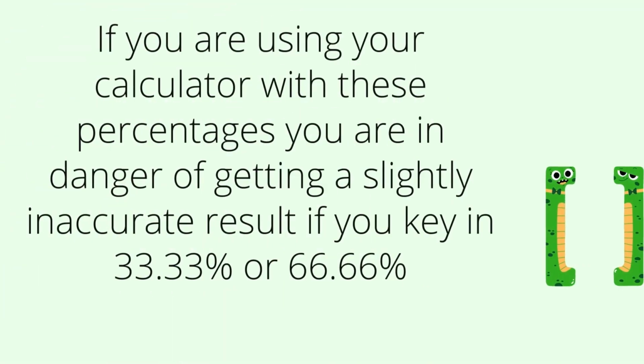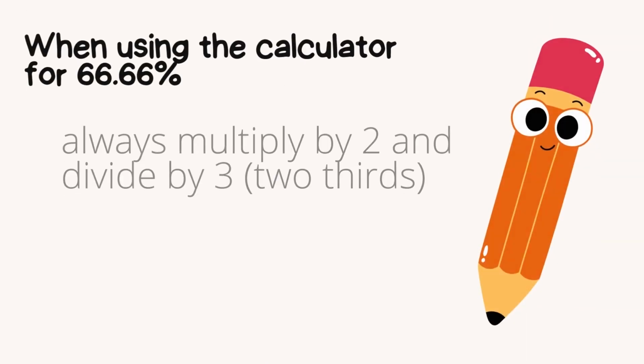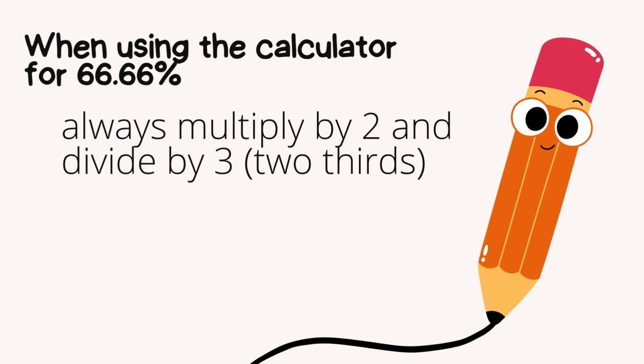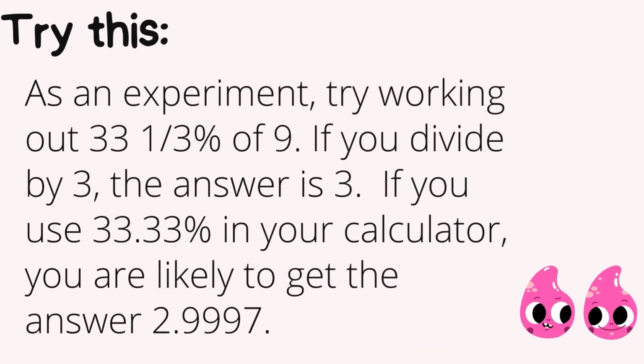If you are using your calculator with these percentages, you are in danger of getting a slightly inaccurate result if you key in 33.33% or 66.66%. When using the calculator for 33.33%, always divide by 3 or 1/3. When using the calculator for 66.66%, always multiply by 2 and divide by 3 or 2/3. As an experiment, try working out 33 and 1/3% of 9. If you divide by 3, the answer is 3. If you use 33.33% in your calculator, you are likely to get the answer 2.9997.